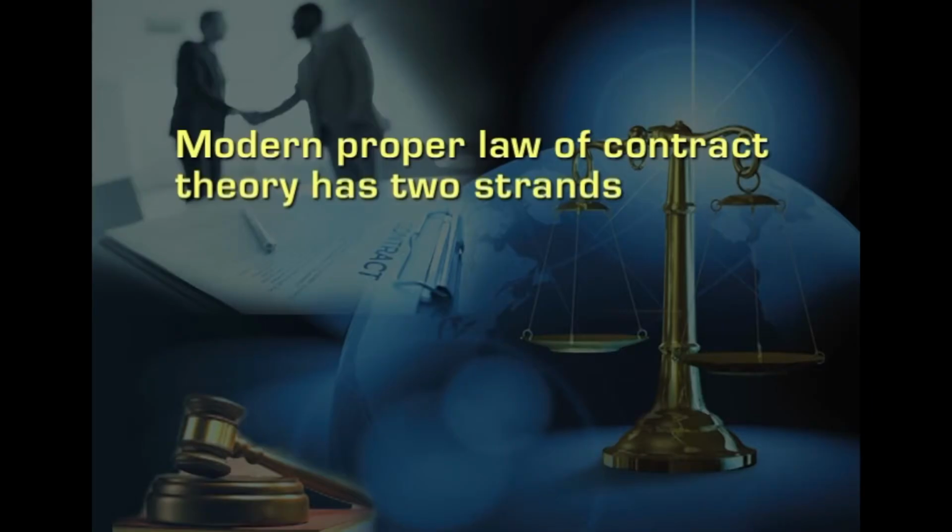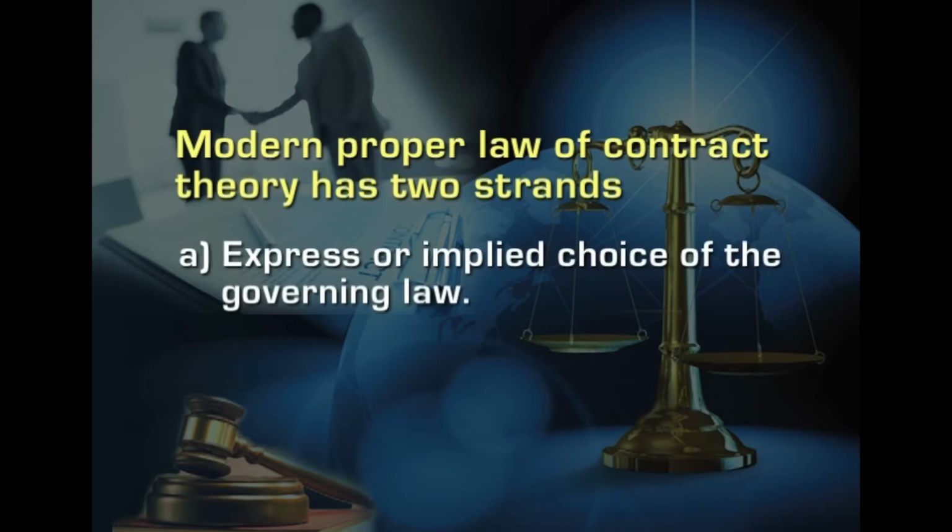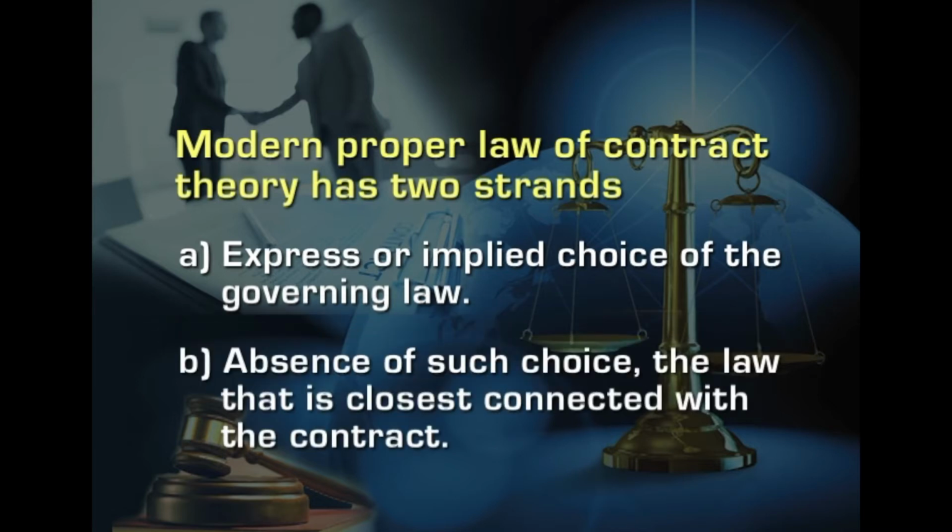Modern proper law of contract theory has two strands: A. Express or implied choice of the governing law, and B. Absence of such choice, the law that is closest connected with the contract. Express choice. Parties could also pick and choose the provisions of the law of their choice. They can decide to apply the entire law or a few parts of it, or some provisions of the chosen law. They could also vary that choice. It is also possible that a contract may be partly governed by one proper law and partly by another.